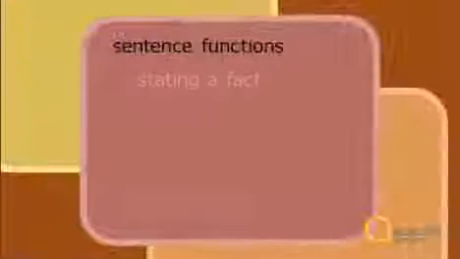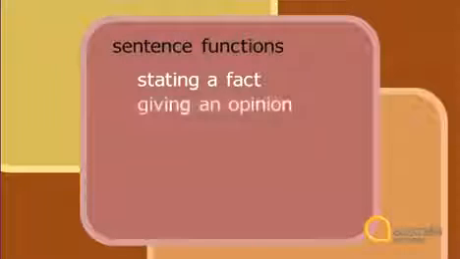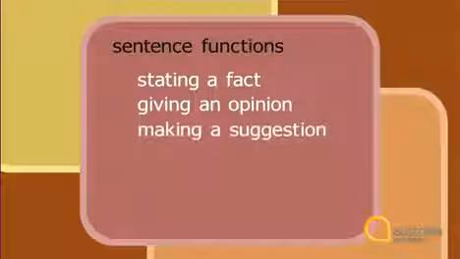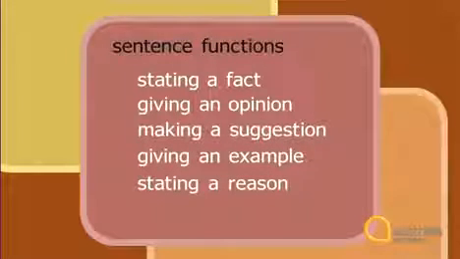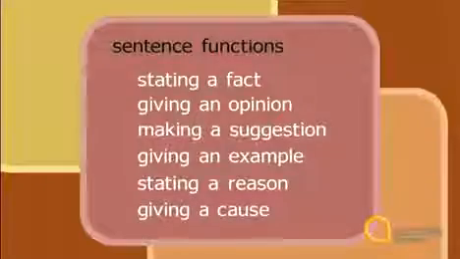So you can see how both trees and English have certain functions. Like the different parts of a tree all help to make it complete, English sentences have different functions that combine to make effective communication. Sentences serve several purposes or functions. These can be stating a fact, giving an opinion, making a suggestion, giving an example, stating a reason, or giving a cause. See if you can identify different functions.